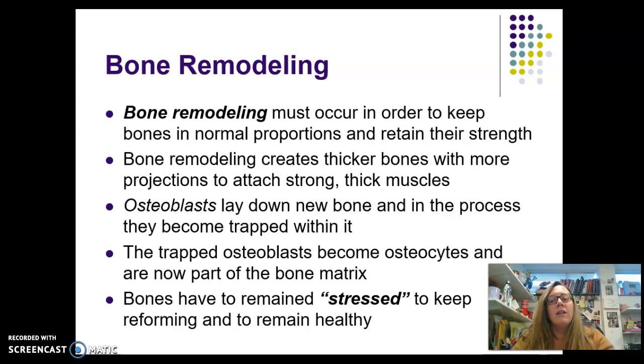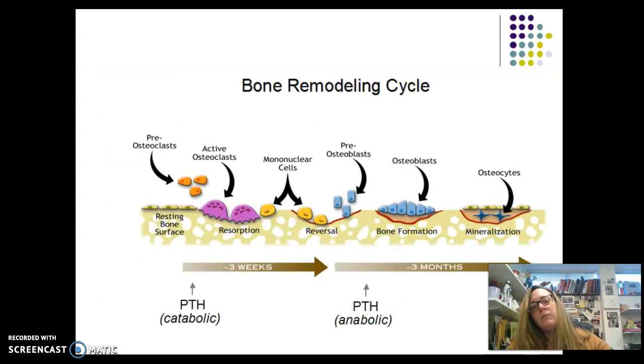Bone remodeling occurs when we use our skeleton. When we don't use stuff, we lose it in our body. That's true for muscles. That's also true for our bone mass. So it's really important for us to maintain movement, stress, lifting weights, things of that nature. It's important for our bones. This is also just talking about PTH and how bone reabsorption occurs.